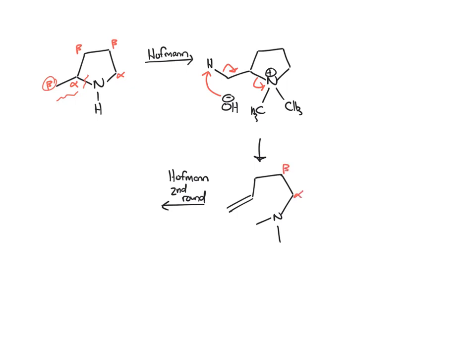In that case, here's your alpha-beta bond. And that's your only option here. So when this undergoes the Hofmann elimination, we end up with, in this case, this diene. And the trimethylamine does come off this time.